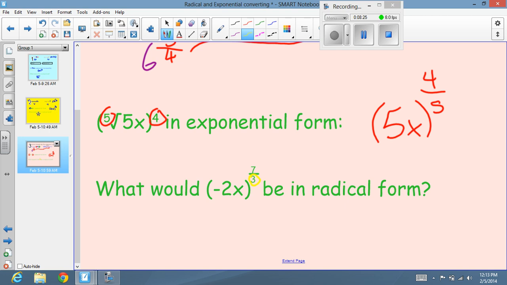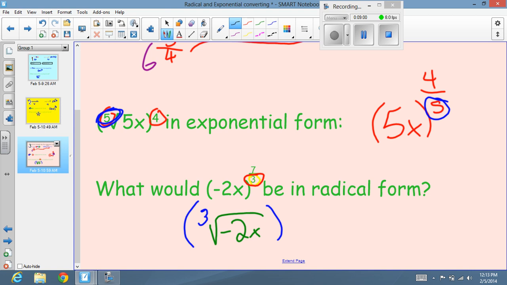The reverse of that would be to say, when I have the exponential form and I'm trying to put it in a radical form, I put whatever is in the parentheses, in this case negative 2x, under the radical. The bottom part of the fraction in the exponent, in this case this 3 down here, goes in front of the radical, like the 5 in the previous example, the root, so to speak. And the top part of the fraction, in this case the 7, becomes the exponent.